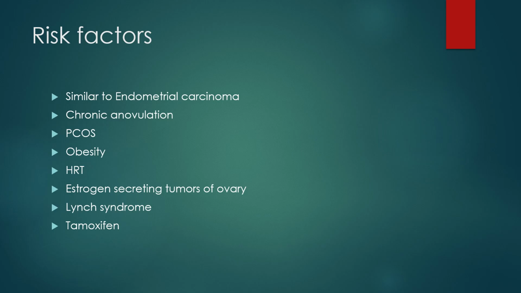Risk factors for hyperplasia and endometrial carcinoma are similar. In a young woman and perimenopausal woman, the most common cause is chronic anovulation and PCOS. In a menopausal woman, the most important causes are obesity and HRT. In obese women, there is a peripheral conversion of androgen to estrogen, and as the BMI increases, the chance of developing hyperplasia and endometrial carcinoma increases.